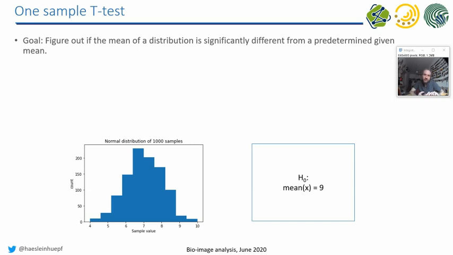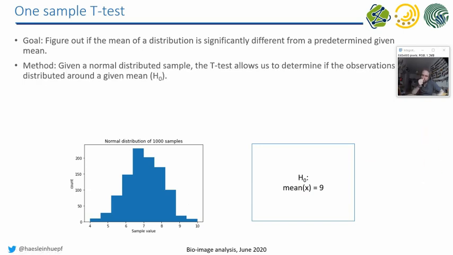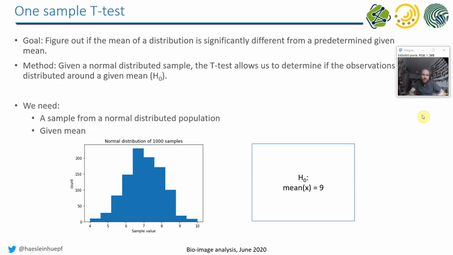For example, if you want to figure out if the mean of a distribution of a sample is significantly different from a population mean, from a given mean, we use the one sample t-test. So this is the classical t-test. Maybe you heard about it earlier. So we have some samples, we have an assumption, we have a null hypothesis that the mean of these samples is 9, and we can apply this test in order to find out if our observation is true. So the null hypothesis is the mean is 9, and we can use this test to show significant differences from 9.